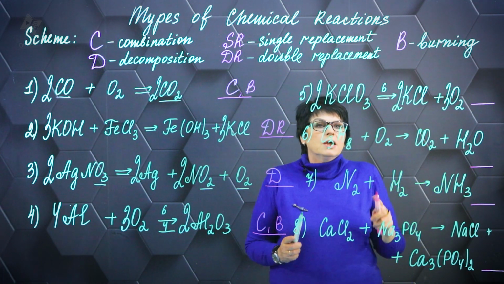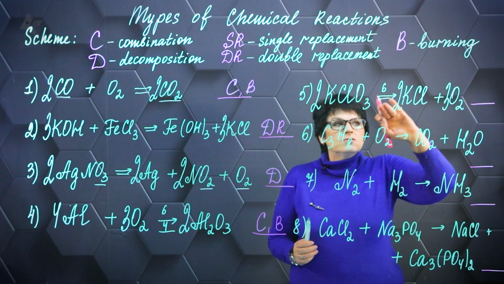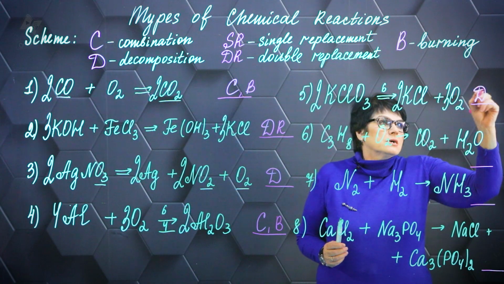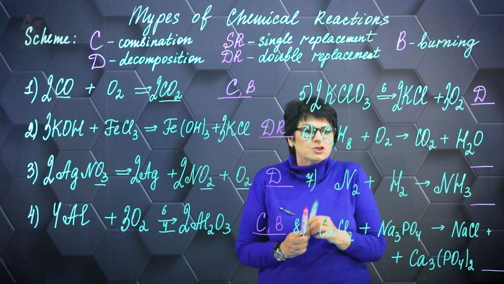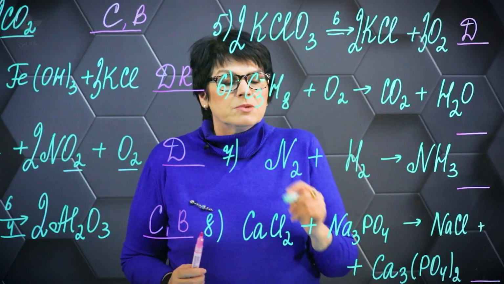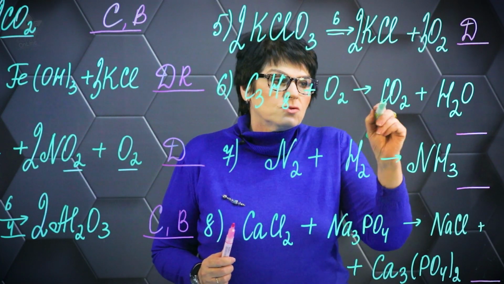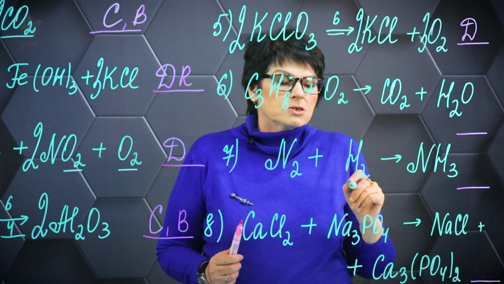What type of reaction is this? It's one complex substance made into several substances. This is a decomposition reaction. Next example. C3H8, which is the organic substance propane, reacts with oxygen to produce CO2 and H2O.